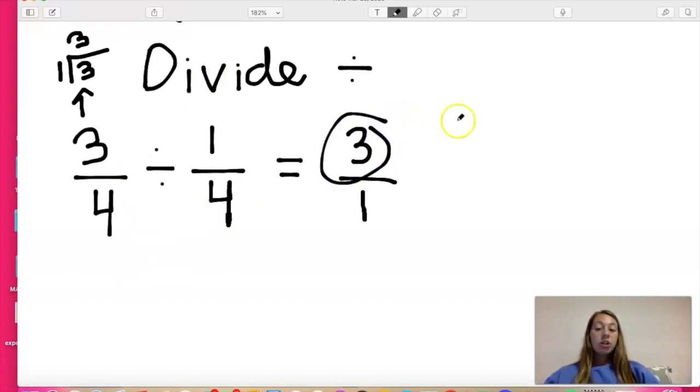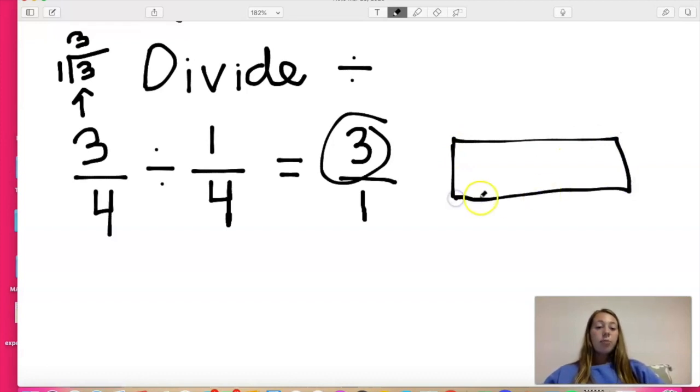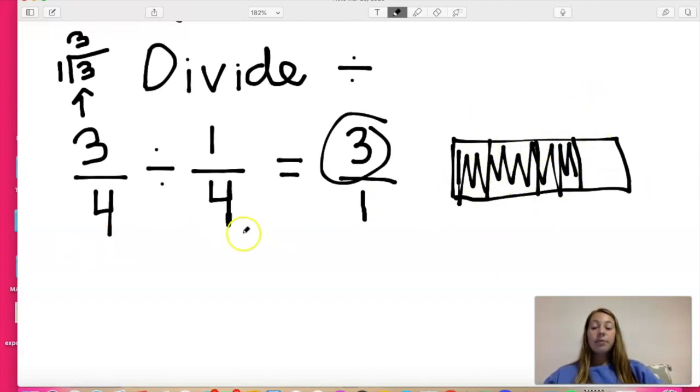If we were to draw a picture, we could do, since they both have 4 parts as their whole, 3/4, so I'm shading in 3, 1, 2, 3. We know this is 3/4 right here, this diagram. We want to know how many groups of 1/4 make up the 3/4. So we know this is 1/4.